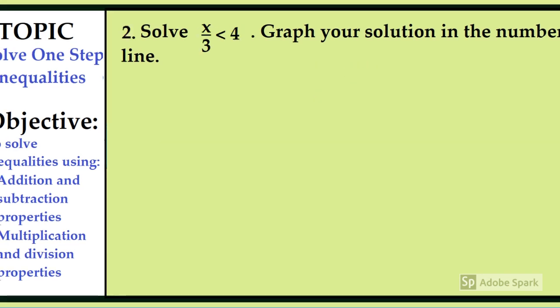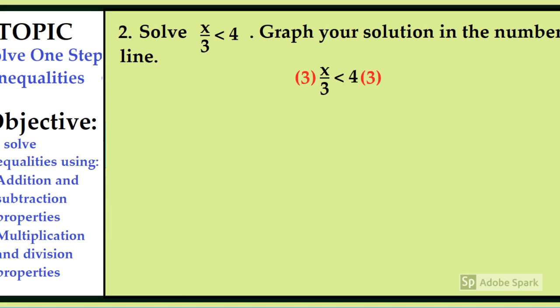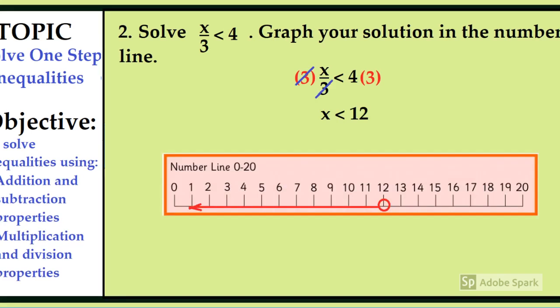What about this example? Solve x over 3 is less than 4. Graph your solution in the number line. Since the variable is divided by 3, we're going to multiply 3 on both sides. Working on the inequality equation, 3 divided by 3 is 1 and 4 times 3 is 12. Therefore, x is less than 12.